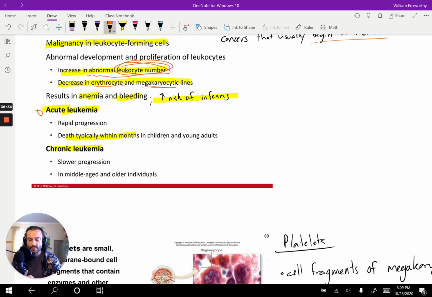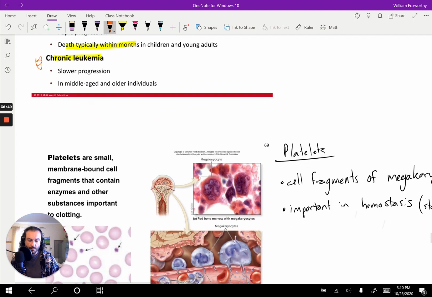Often in children, this is acute, and it can progress rapidly and can lead to death within months. If it's happening in older people, and you get that chronic leukemia, that progression can be much slower.